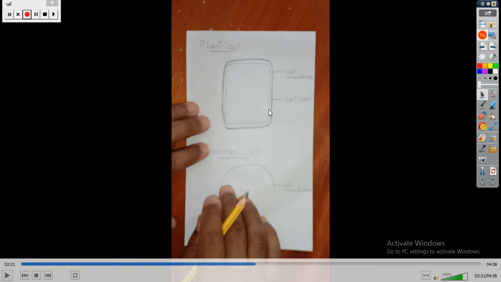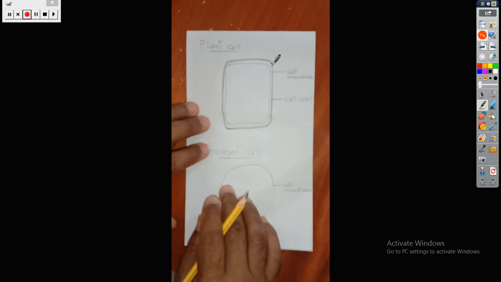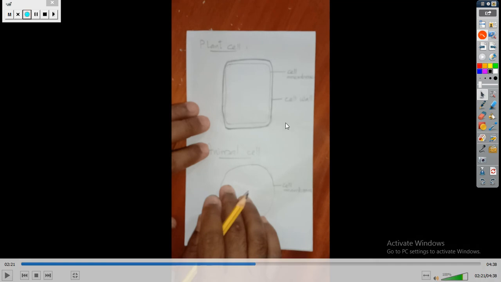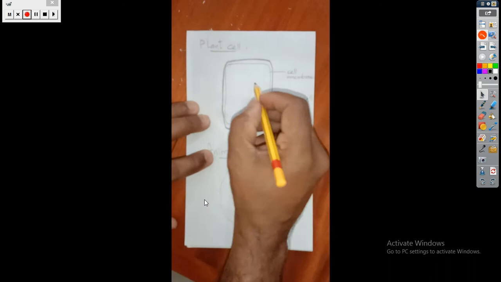Also the cell membrane allows material to pass from one cell to another. Here another cell is here. If another cell is here, this cell can pass material from this cell to this cell through the cell wall and cell membrane. So the cell wall helps in the conduction of material, the passing of material from one cell to another cell, as well as it protects the cell from damage.